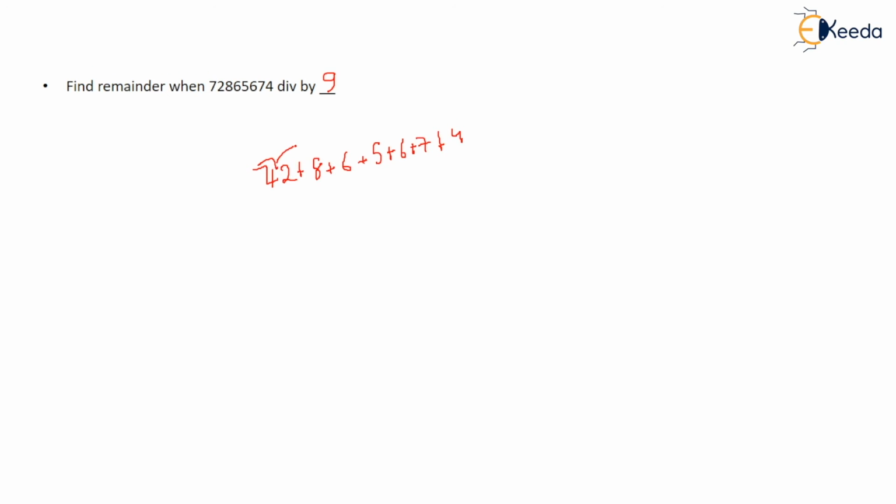After adding 9 plus 8, that is 17. 17 plus 6, that is 24. 24 plus 5, 29. 29 plus 6, 35. 35 plus 7, that is 42. 42 plus 4, 46.